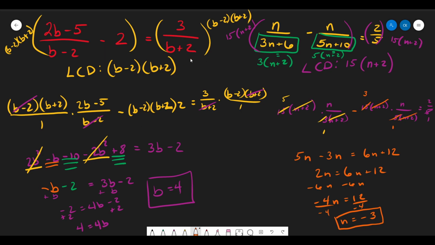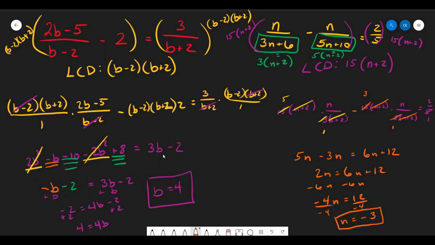Then I do the same thing on this side. Multiply it. I see that the b plus 2 on top and bottom will cancel. So it's 3 times (b minus 2), which is 3b minus 2. Now I can start combining and simplifying. I see a 2b squared and a negative 2b squared. Since they're on the same side, they cancel each other out. I have a negative b, so that's going to stay. I have a negative 10 and a positive 8. That's going to become a negative 2.